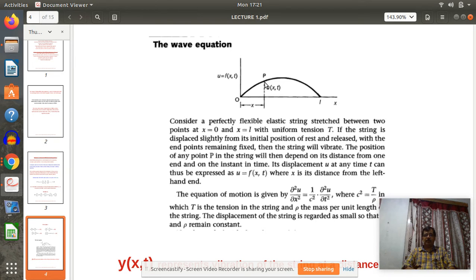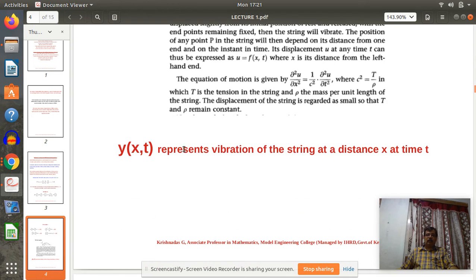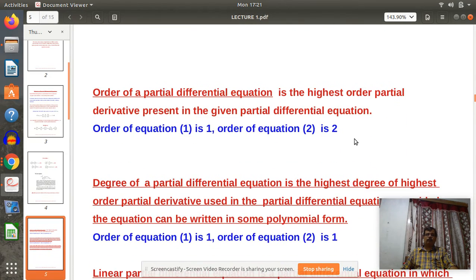So two variables are there. So this represents a partial differential equation. So u(x,t) represents the vibration of a string at a distance x at time t. So it is a function that depends on more than one independent variable. The differential equation obtained from this is ∂²u/∂x² = (1/c²) ∂²u/∂t². This is what we refer to as the one-dimensional wave equation. Anyway, we will discuss this in a detailed manner in our next module.